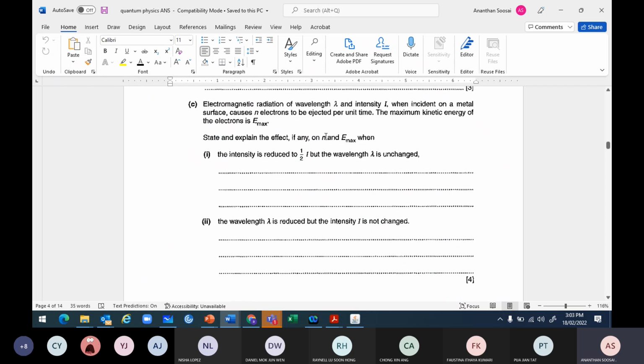N is the number of electrons per second. Emax is the kinetic energy. What happened to the EK, Emax, and N when the intensity is reduced to half, but the wavelength lambda is unchanged?